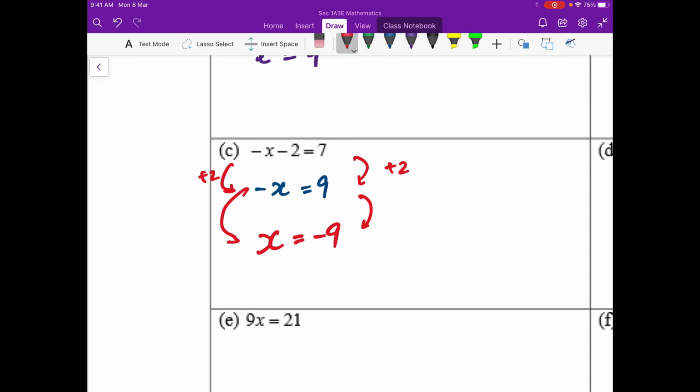Yes? What do you mean by put it at the right side? Equals 9 equals to negative x. What do you want me to write? Where got 7? Don't understand. Try again. I think you're getting somewhere though. Okay, from the equation.